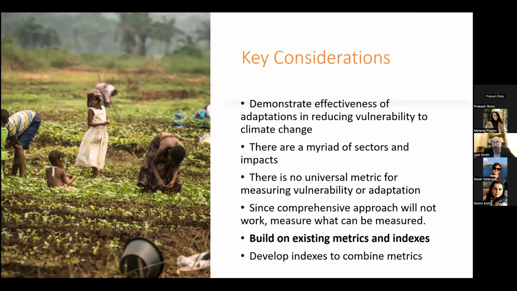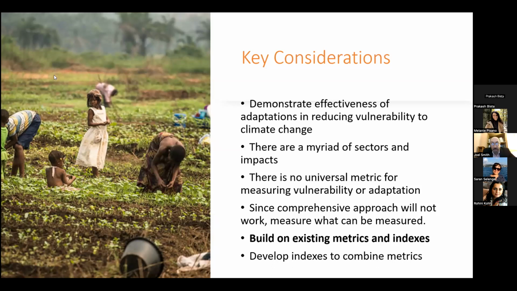All right, so I want to offer some key considerations about this. First, the global stocktake needs to demonstrate the effectiveness of adaptation in reducing vulnerability to climate change. The problem here is we don't have a single metric, unlike on mitigation, where we have radiative forcing and we can figure out the contribution of different greenhouse gases to climate change.